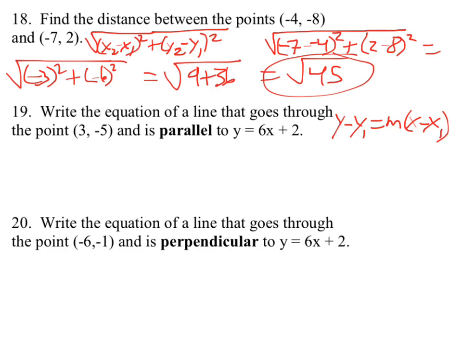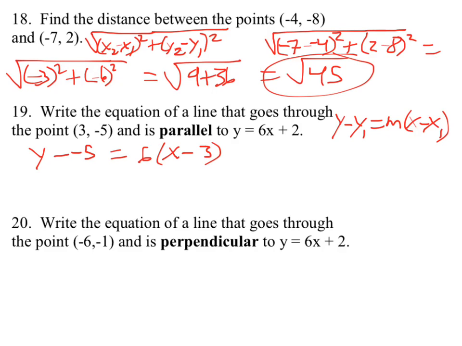And so you're going to replace the coordinates of the points where x1 and y1 are, and then the slope where m is. So we're going to start with y minus the y value, which was negative 5. And then on the right side, we're going to have m first, the slope. So if we want something to be parallel to the original one, we have to have the same slope as the original one. The original slope is right in front of x, which is 6. So I'm going to put 6 there. And then I'm going to have x minus 3, because that's the x value of my point.